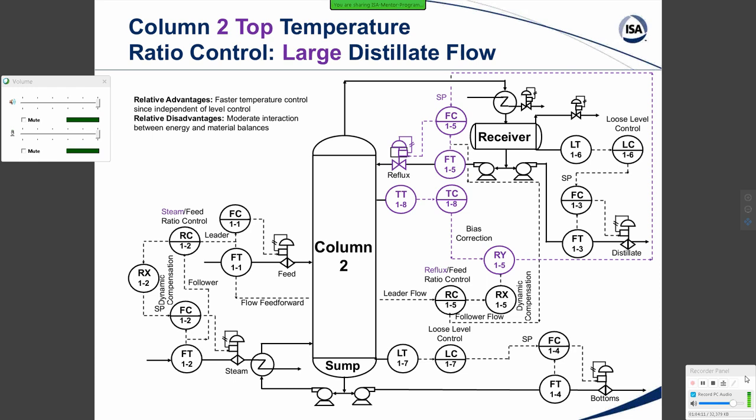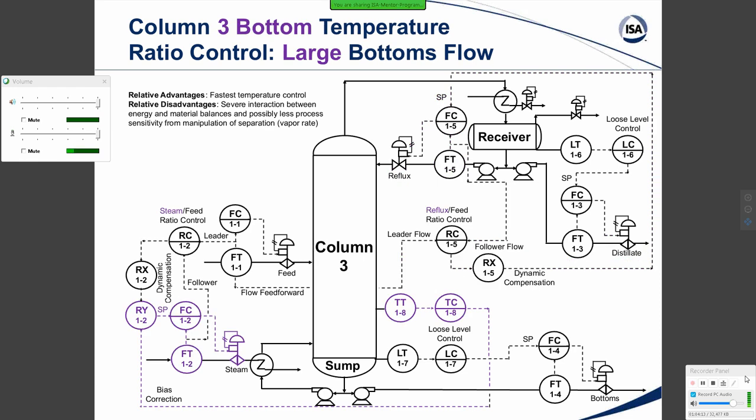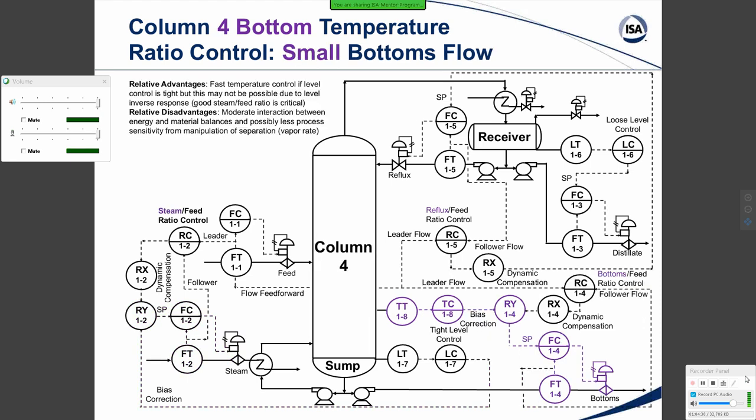So here we have a reflux to feed ratio control going. Now, if you're doing bottom temperature control and you have a large bottom flow, then that's probably a better case for bottom temperature control, because you can manipulate the bottom flow directly, and you want loose level control so you don't upset downstream users, because the level control is really not affecting column temperature control. And the temperature controller is manipulating the steam flow to the reboiler.